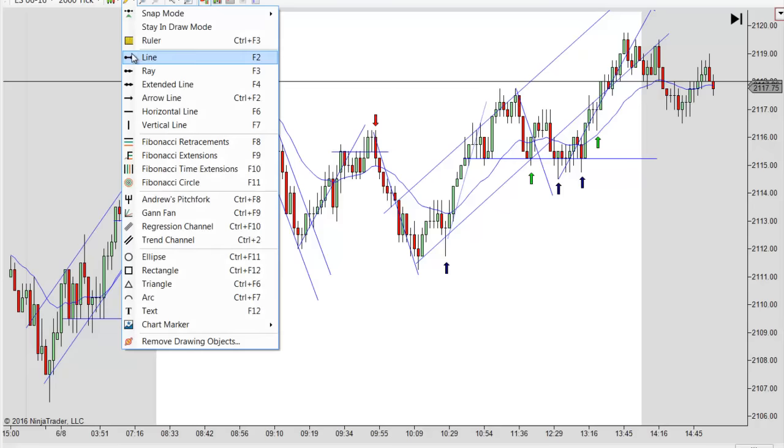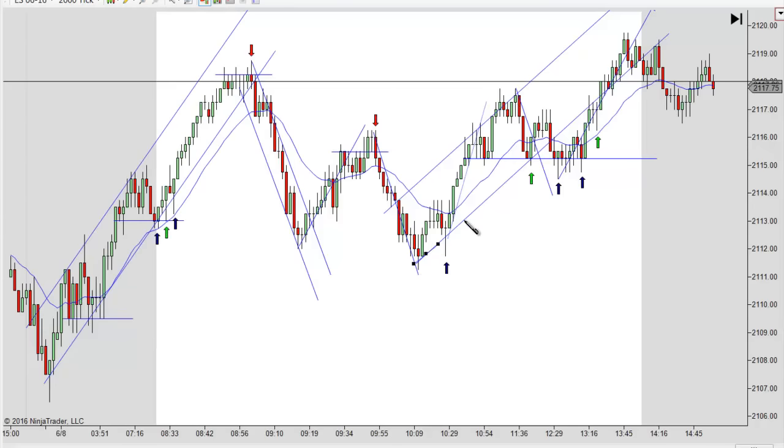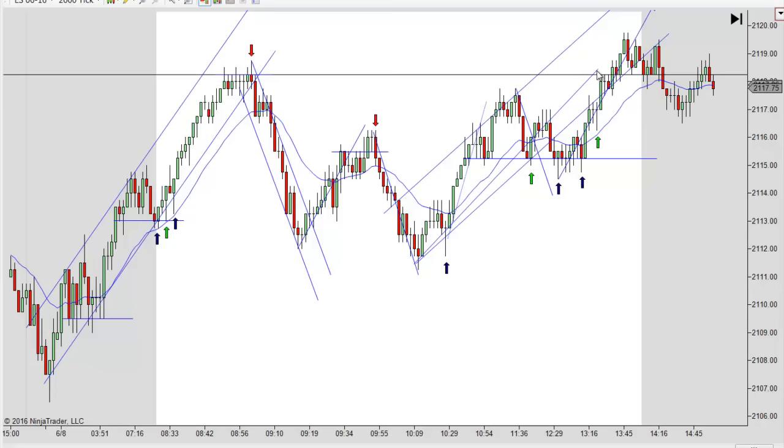Actually, let me just look at that. Let's just draw it and see what we get. Well, you still get the overshoot like that too. So it still works like that. I just saw it a little bit differently.